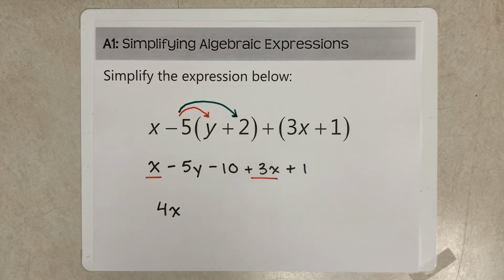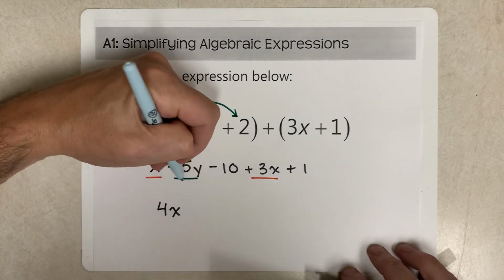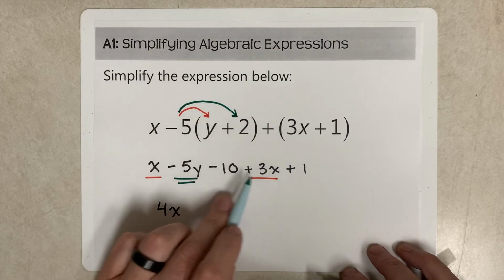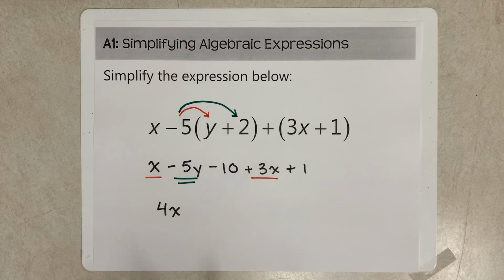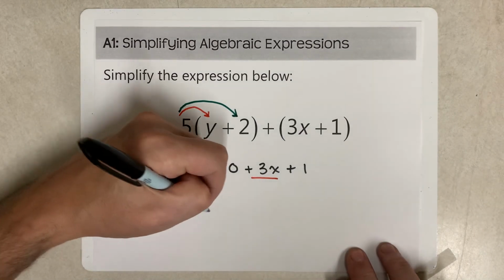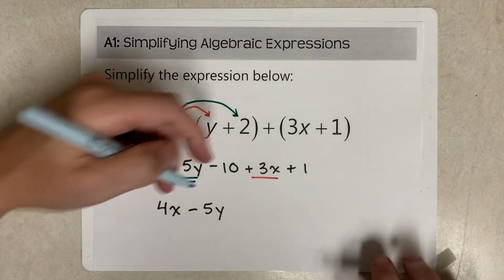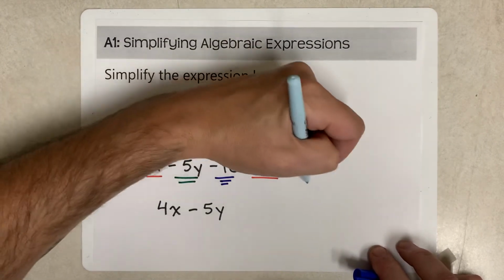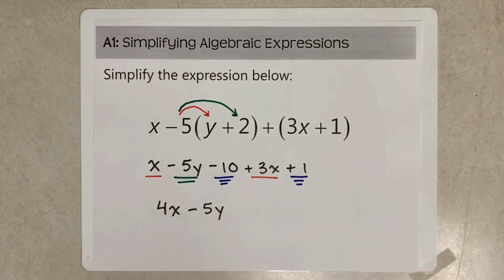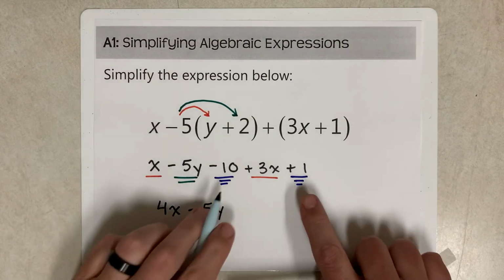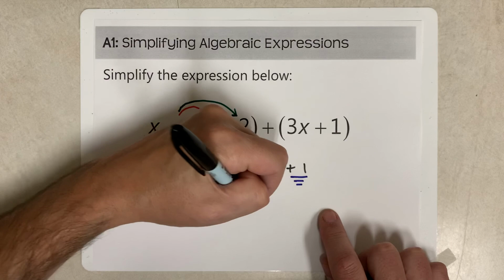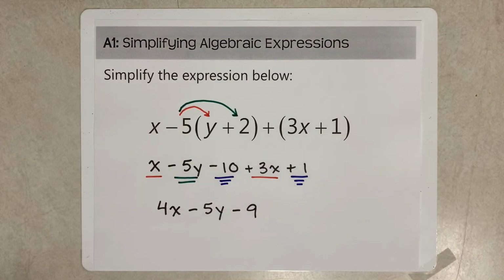Okay, my next ones, I'm going to deal with the y's here. So it looks like it's just going to be minus 5y right there. Last, I've got a negative 10 and a positive 1. So if I take those two and I combine these together, I'm going to get a negative 9 out of that. And so now again, I have 3 terms for my answer, and there's really nothing else I can do with that. They just have to be left alone.